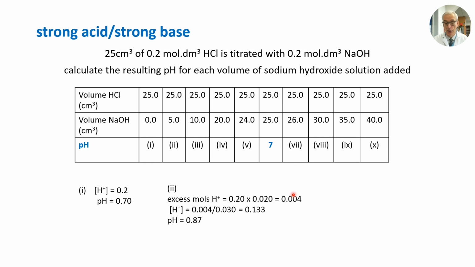Now, the concentration of hydrochloric acid depends on the number of moles and the new volume. So the new volume is 30 centimeters cubed, 25 and 5 makes 30. So my concentration of H+ ions is 0.133, and therefore the pH is 0.87. Carry out the calculations in the same way for 3, 4, and 5. Pause, complete the calculation of pH, come back to check your answers when you are ready.